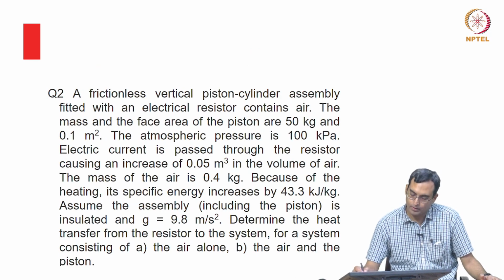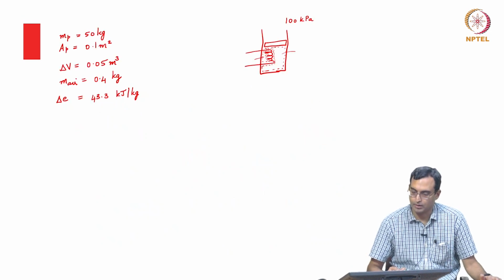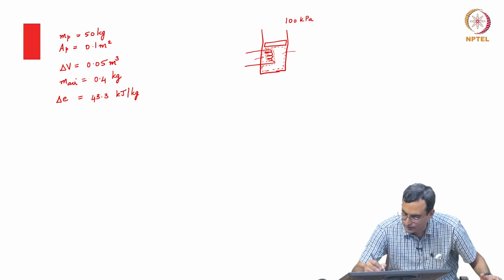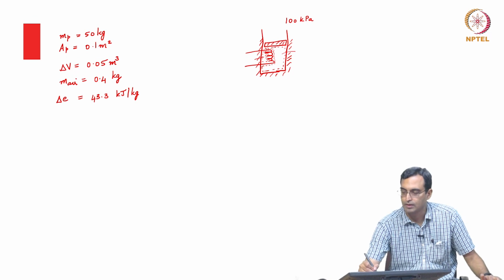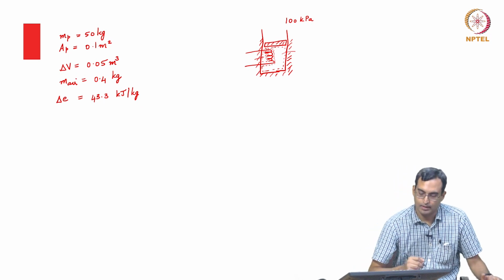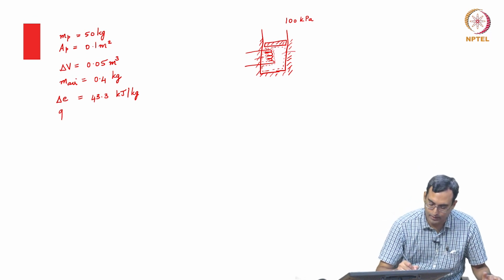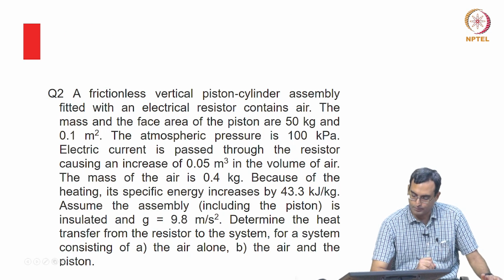Assume the assembly including the piston is insulated and acceleration due to gravity is 9.8 meters per second square. So, what we are going to do is insulate all of this so that no heat can go out through the walls. We will also consider the piston to be insulated, no heat can go out through that. So, any heat transfer through this electrical coil, all of that energy must be remaining inside this. It cannot go out as heat. And we are given acceleration due to gravity, which is 9.8 meters per second square.